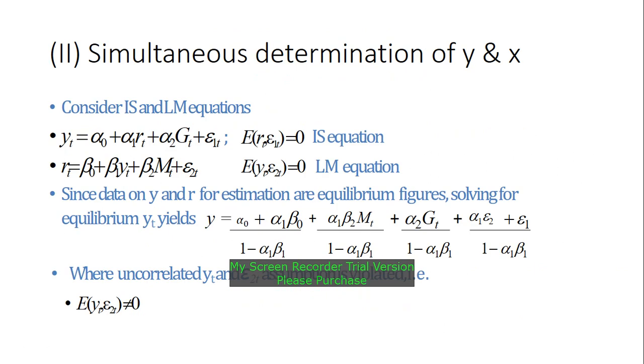Let's look at another cause of endogeneity. Another cause of endogeneity is simultaneous determination of y and x. So now let's look at a simple example by considering the IS and LM equations. If we have our IS equation as this and we have our LM equation as this, as we all can recall, IS is the goods market and LM is our money market.